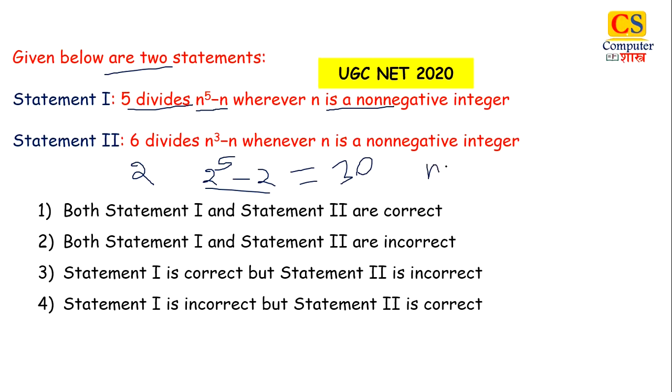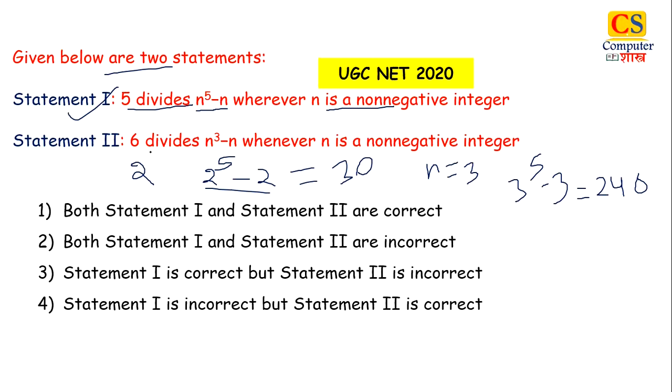Let us say n equals to 3. So your statement will be 3 raised to the power 5 minus 3. When you solve this, you will get 240, and again 240 is divisible by 5. You can take any random value, just put it, solve it, and check whether it is divisible by 5 or not. If yes, then your statement 1 is true.